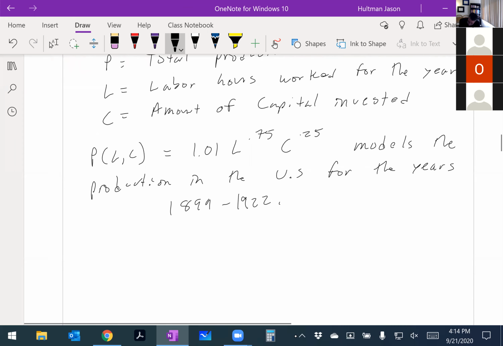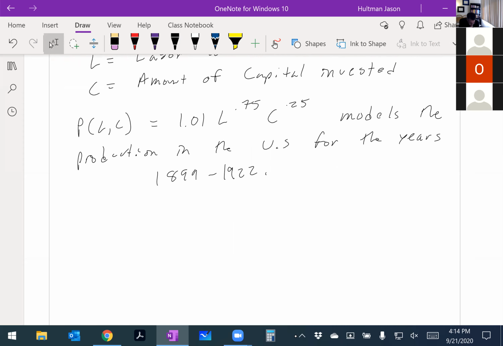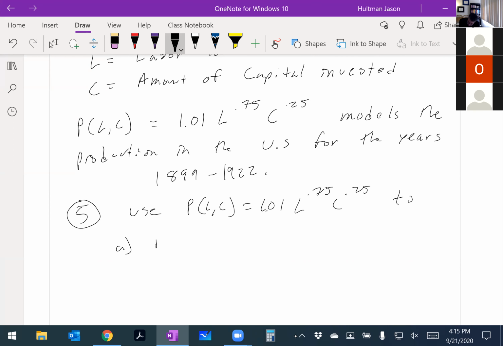Let's look at this for a little bit. Let's use the function P(L, C) equals 1.01 L to the 0.75 C to the 0.25 to find the production when we have 147, and these are usually in millions, millions of labor hours and $208 million, so 147 million labor hours, $208 million of capital invested. Find what happens when we get that.